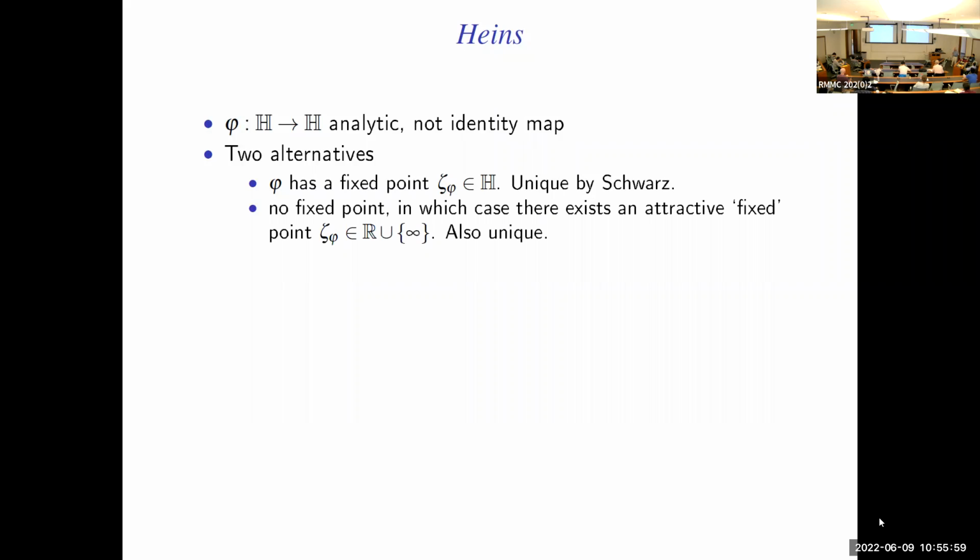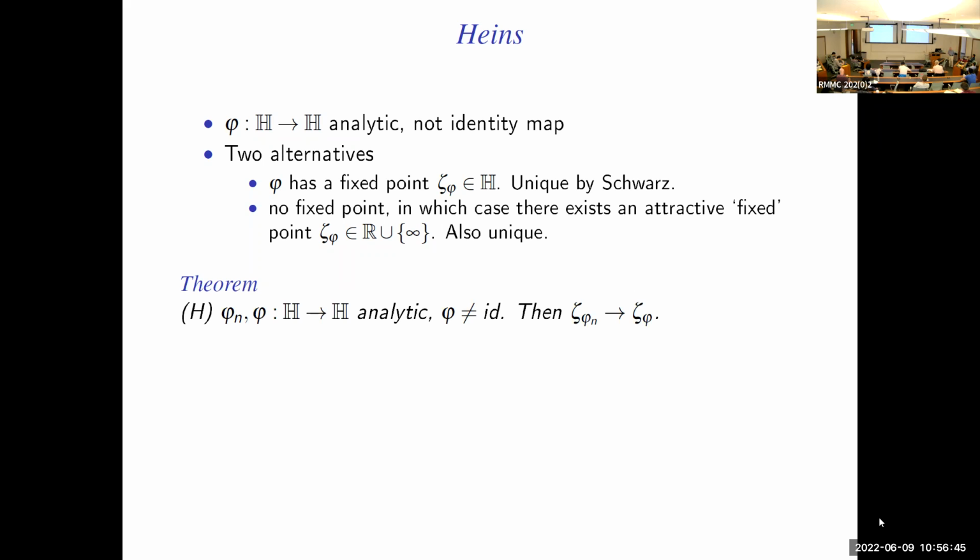And the second one is that there's no fixed point. In this case, there exists an attracting fixed point zeta phi on the real line, or perhaps infinity. Unfortunately, the upper half plane distinguishes this point at infinity, and this is also a unique point as we noticed earlier. So for each analytic function from the upper half plane to itself, except for the identity function, there exists this unique fixed point.